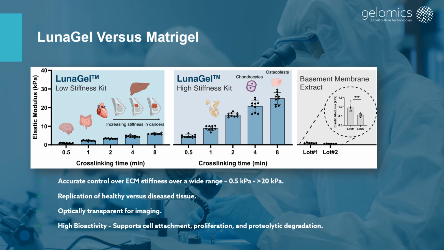For those of you who already have experience in 3D cell culture, you will be familiar with Matrigel. This is a naturally derived extracellular matrix sourced from Engelbreth-Holm-Swarm mouse sarcoma cells. While Matrigel has historically been the gold standard for 3D cell culture applications, it presents several challenges due to batch-to-batch variability, undefined composition, and lack of mechanical tunability.